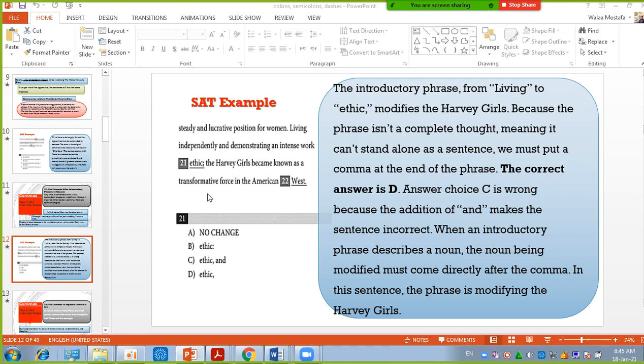That's right. What do we have to put after the introductory phrase? A comma. So the correct answer is D. Comma. We have a comma after ethic, after the introductory phrase.